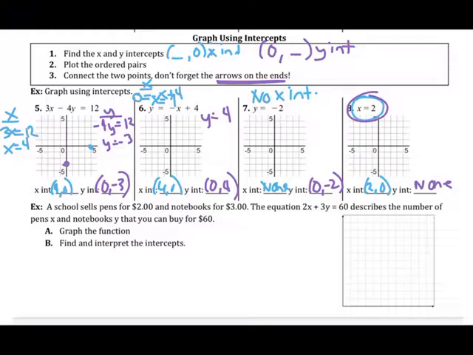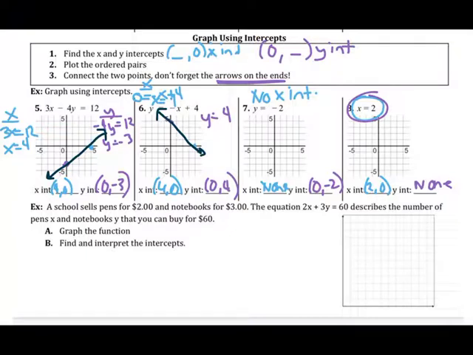In Go Formative, you're actually going to have the ability to do that using a straight line feature. Make sure you have arrows on the ends of your line. For number 6, (0, 4) is the y-intercept, (4, 0) is the x-intercept. We're going to connect those and draw arrows going through on the ends.